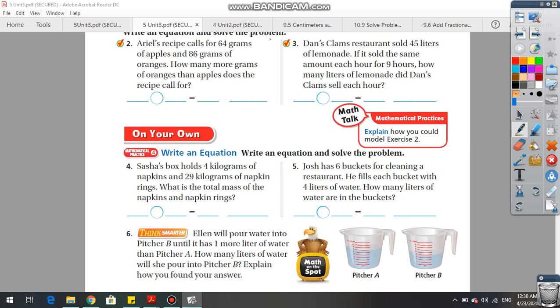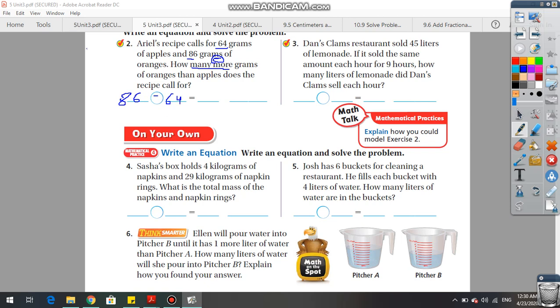Today's lesson is super easy. Number 2, Ariel's recipe calls for 64 grams of apples and 86 grams of oranges. How many more means minus. How many more grams of oranges than apples does the recipe call for? Minus. So in minus, guys, do I put the big number or the small number first? Big number. So I'm gonna say 86 minus 64.